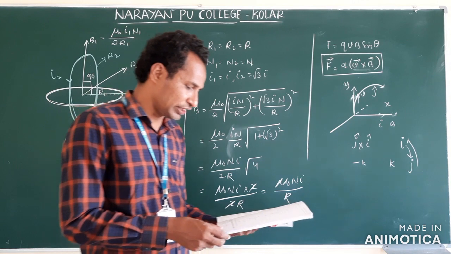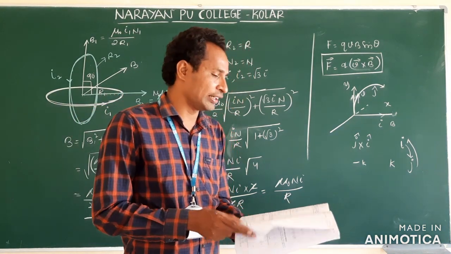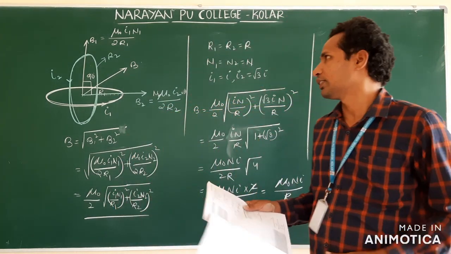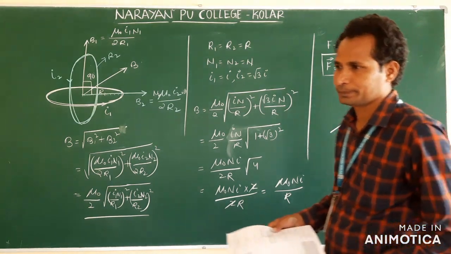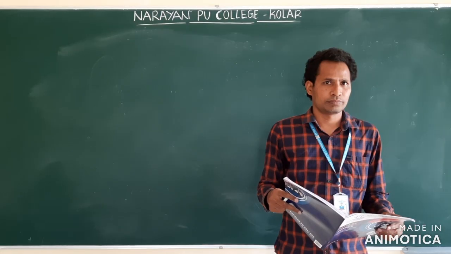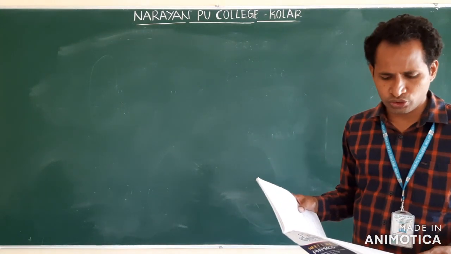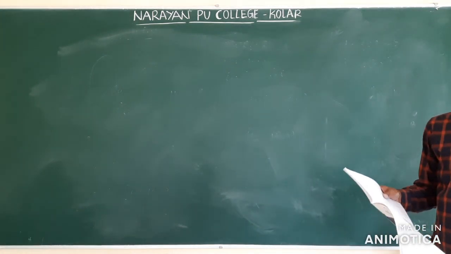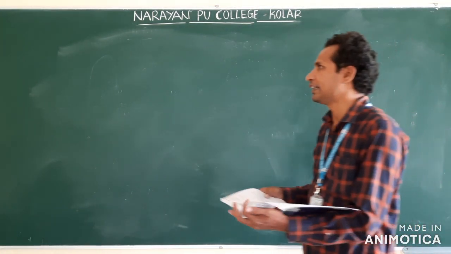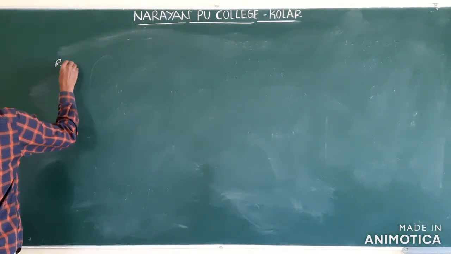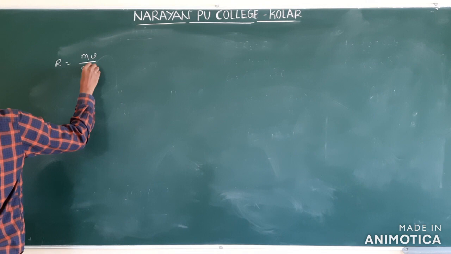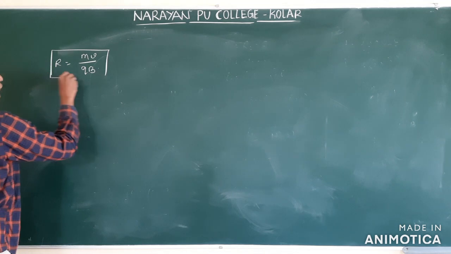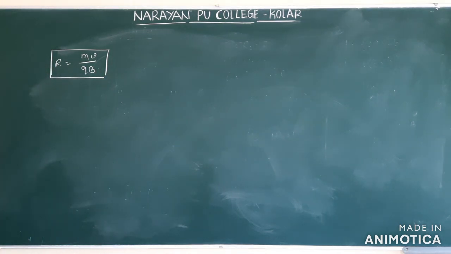Next, motion of a charged particle in a magnetic field. When a charged particle enters the magnetic field, it experiences a force and it will move in a circular path. It experiences force F equal to QVB. This provides the centripetal force mv square by r. You have already practiced this. So we got the radius equation: R is equal to mv by qB. This is the radius of the charged particle when it enters a uniform magnetic field.